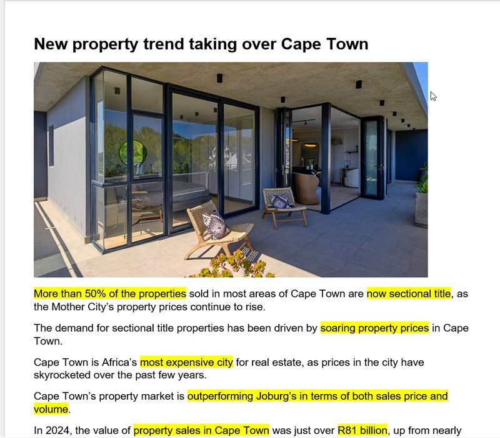market in Cape Town. But before we even dive into the topic for today, there are two names that I want us to look at, define, and explain. The first one is called sectional title. So a sectional title is a form of property ownership where an individual owns a specific section or portion of a large property or a development, along with a share in the common property, right?